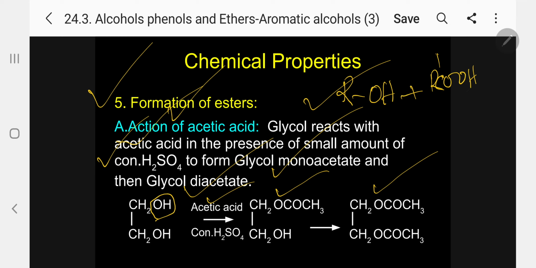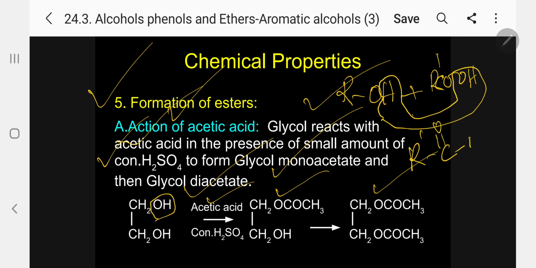So what is actually happening here is that water is coming out. This H and this OH go out. R, C double bond O, O, R dash. This is the ester form and this is the water form. Kindly follow. So this is the way; the alcohol only comes here. Kindly follow. The acid carbon is here. You must understand this clearly.